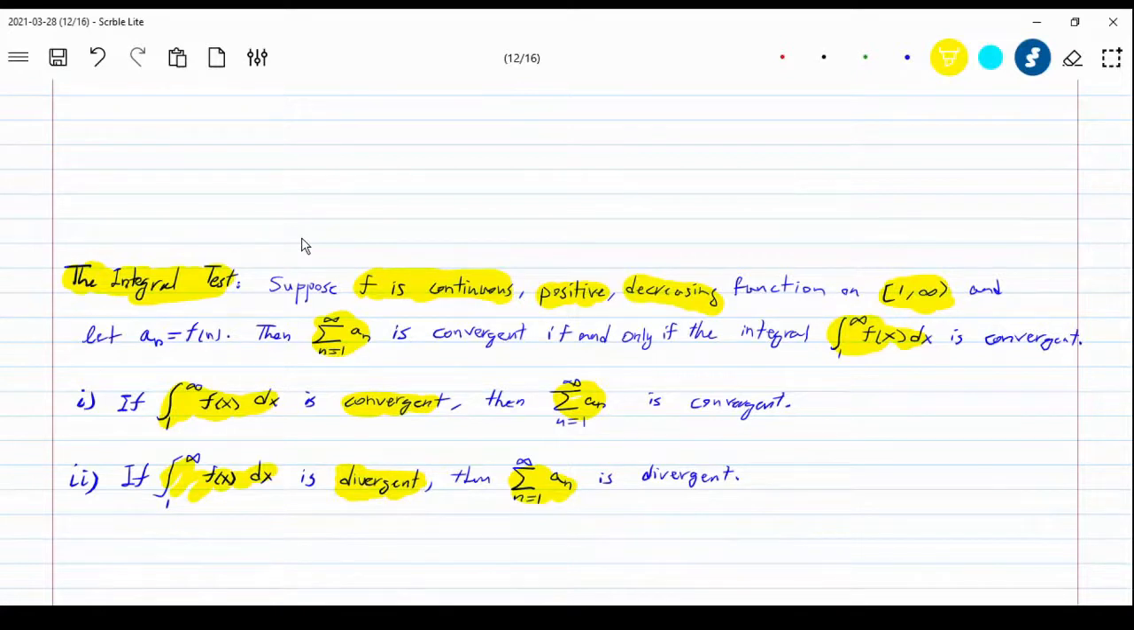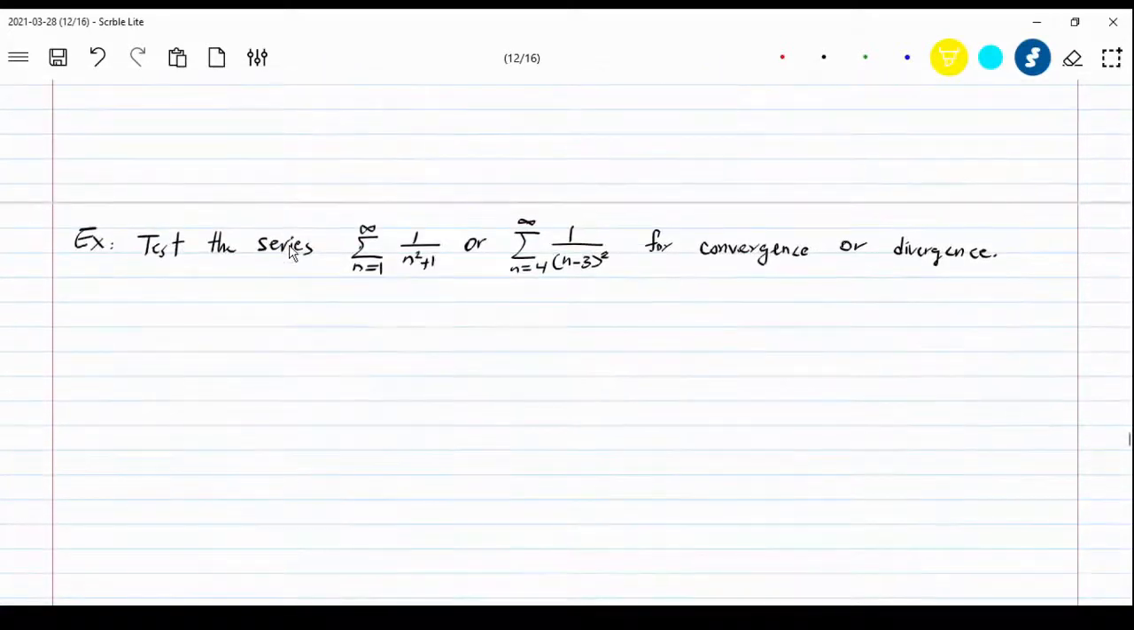Okay, so let's do an example. Test these series for convergence or divergence. So our first example, let's try to see if we can figure out the behavior of this series. We're going to find out if this is convergent or divergent. We cannot calculate the exact value, but what we can do is figure out if this is going to be a constant at the end, or it's going to be infinity.